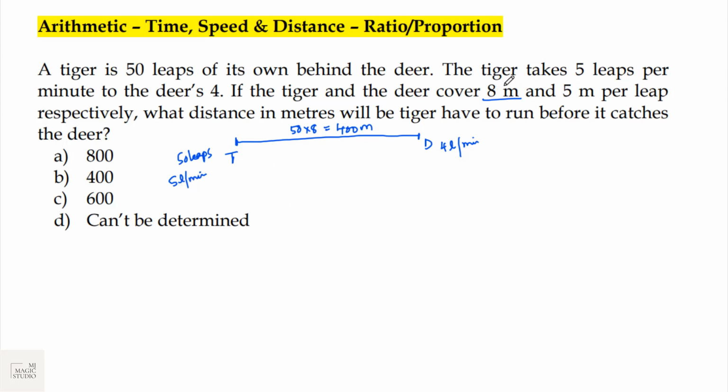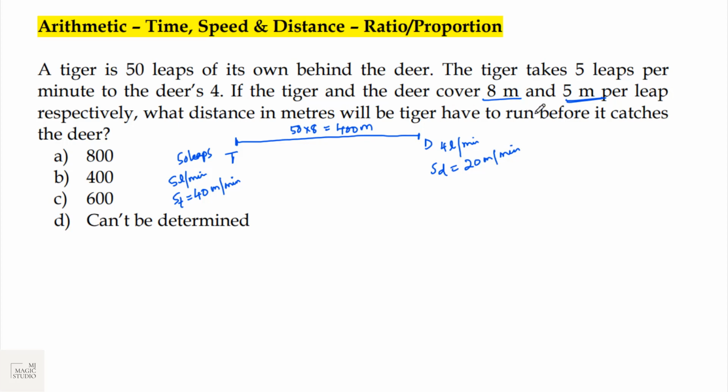And tiger is taking 5 leaps per minute. One leap is of 8 meter. That means speed of tiger is 5 into 8, that is 40 meter per minute. Similarly, speed of deer is taking 5 meter per leap, 4 into 5, 20 meters per minute.